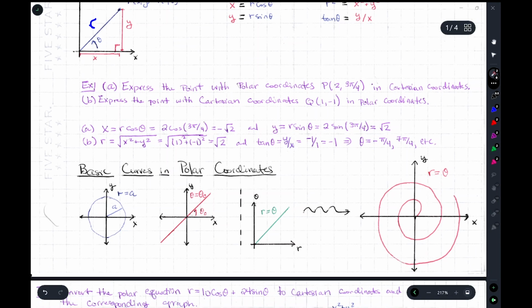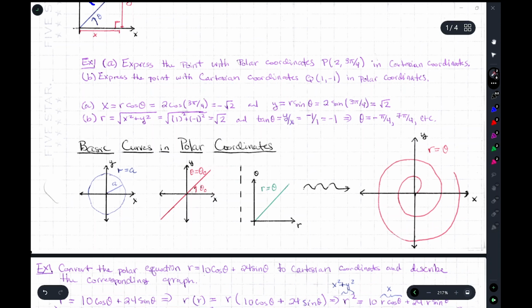So let's look at basic curves in polar coordinates. Take a look at r equals a, where a is a constant. Let's just suppose it's 1. Then what are we saying when we say r equals 1? We're saying we want the set of points that satisfy the relation that the radial coordinate is 1. Well, anything on that circle will satisfy that condition. And so you get a circle. That's what r equals a, where a is a constant, represents. So it's a circle of radius a.